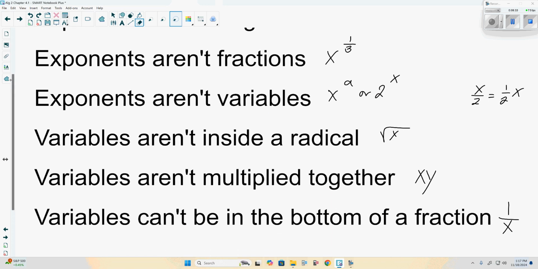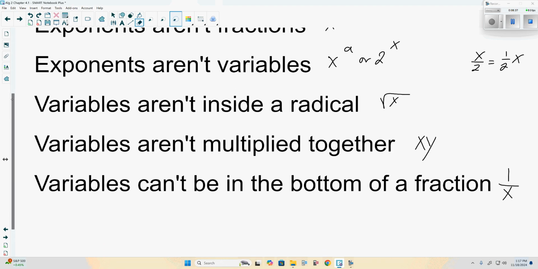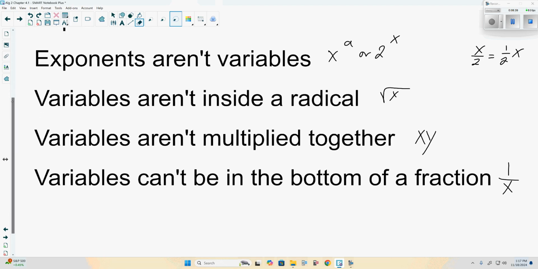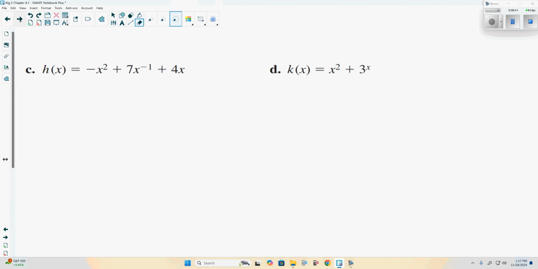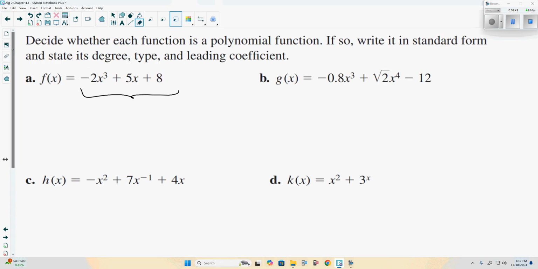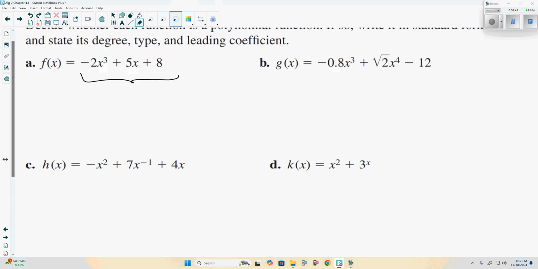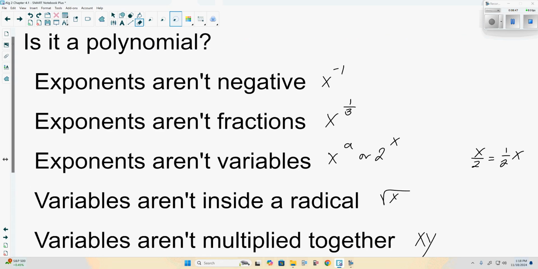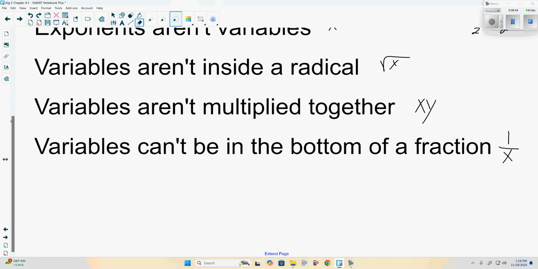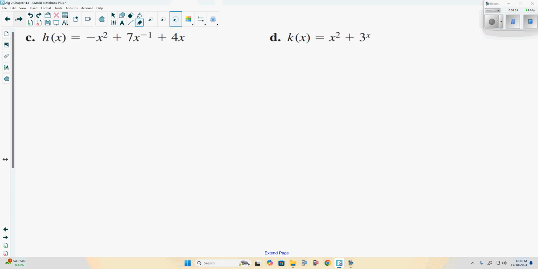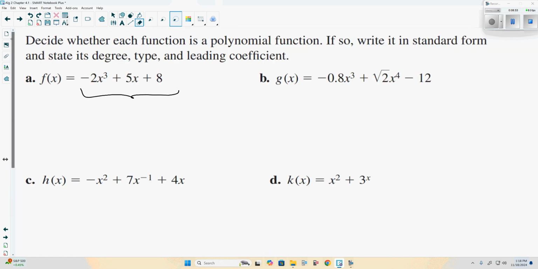Are any of the exponents fractions? No. Exponents aren't variables. So there's not a variable in the exponent, okay? Do we have variables inside of radicals for this here? Nope. Do we have two different variables being multiplied together?